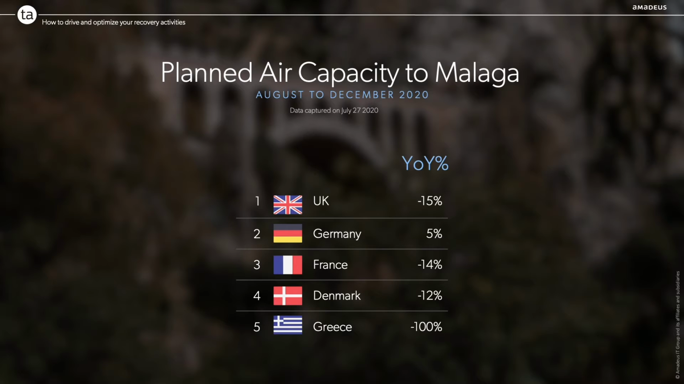UK takes the 1st place in terms of air capacity, but here I would actually suggest to focus on the German market this time, as it's the only one that has year-on-year growth in number of seats scheduled, as well as very high demand percentages. During the next step, we will be trying to understand where in South Europe German travelers are willing to go.